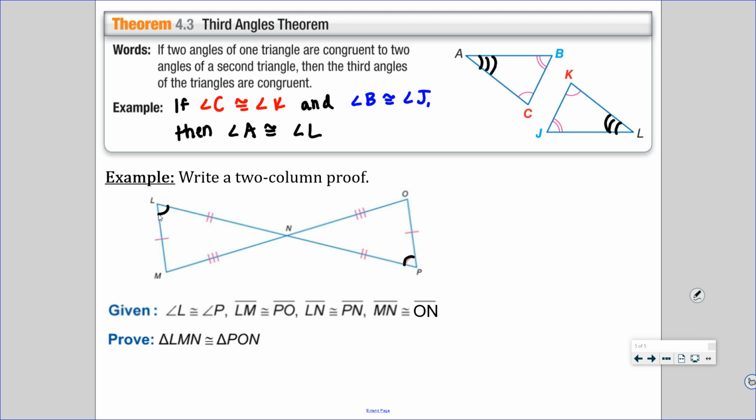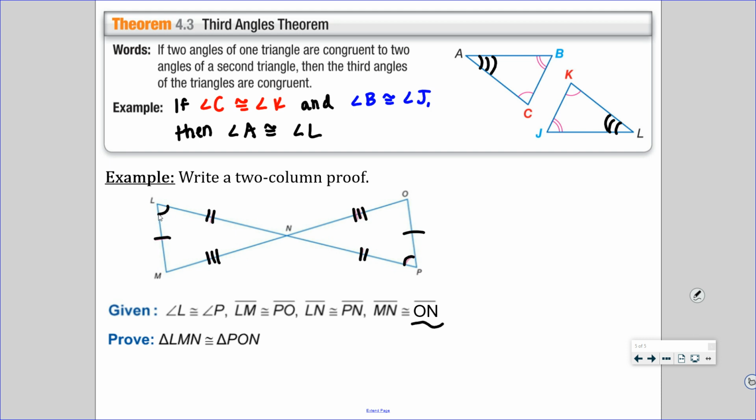Side LM is congruent to PO. Side LN is congruent to PN. Okay, here's where I think there's a typo in your notes. Side MN, I think it doesn't say ON, does it? No, it says OP. Yeah, you gotta change that to ON, because OP is PO and that one's elsewhere. So MN is ON.